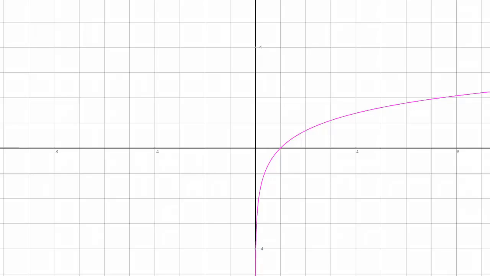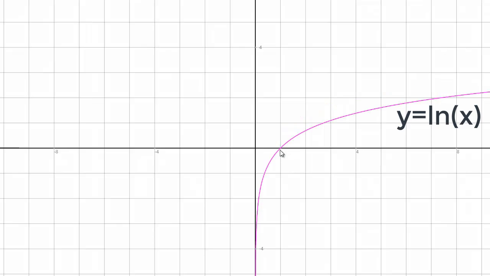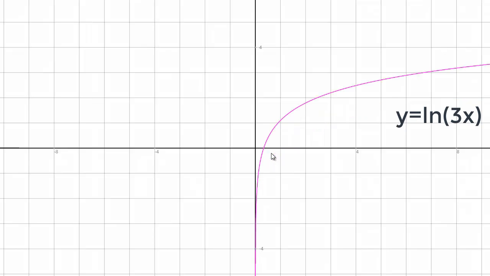So this is y equals ln x, and if we zoom in, we can see that it comes very close to the vertical asymptote, the y-axis, or x equals 0. So if we have y equals ln 2x, it looks like this. It used to cut at the point 1. Now when we put 2, it is not cutting at that point anymore. It is cutting at 1/2. Then if we have 3, it is here. This is 1/3. If we have 4 over here, this is 0.25.